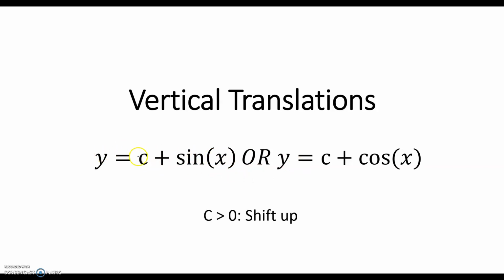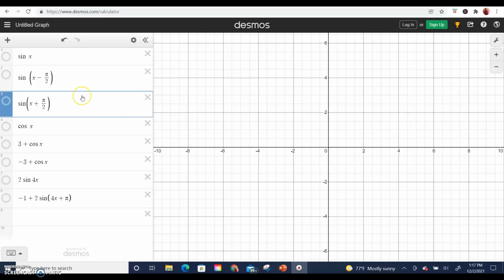Now which way does it go? If the c is a positive number, it shifts the graph up. If that c is negative, less than 0, then it shifts the graph down. So if you add a number, you move it up. If you subtract a number, you move it down. And I want to show you some examples.